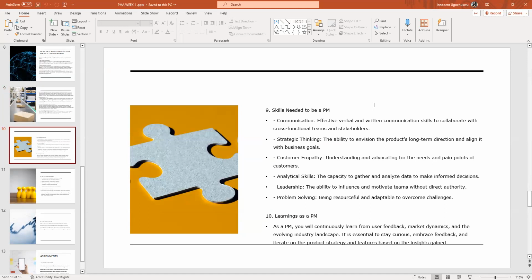If you are writing, you can write. Communication skill: effective verbal and written communication skill to collaborate with cross-functional teams and stakeholders. As a PM, you're working with a lot of people. When I say a lot, I think 10, 15 sometimes, I don't know, but the highest I've worked with, I think, is 10. You work with not just people, human beings. I call them human beings, that's my personality. The way some people reason is very different, so you need to communicate with them verbally and in writing.